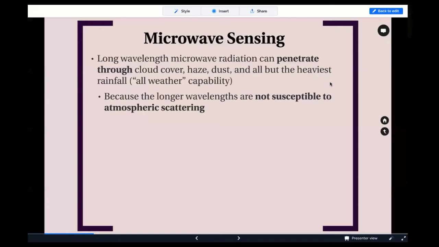So the longer wavelengths are not susceptible to atmospheric scattering. Also, I want to be clear that by the term microwave sensing, we're actually talking about either passive or active. I know today we started with passive versus active sensing, but these longer wavelength sensors can be either passive or active. So please do not get confused. There are passive microwave sensing, but there are also active microwave sensing. They're used in different ways.